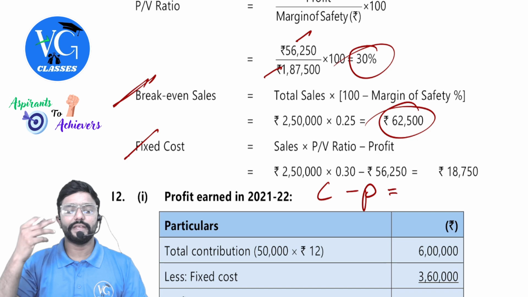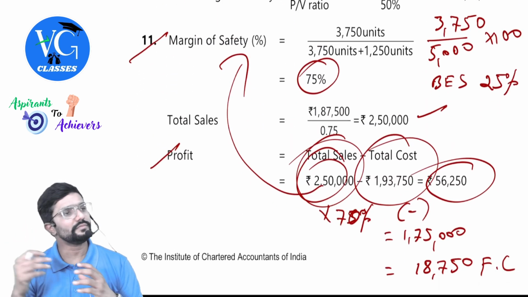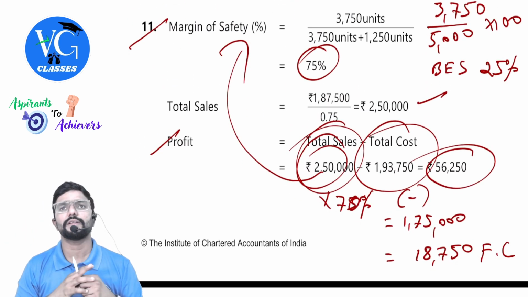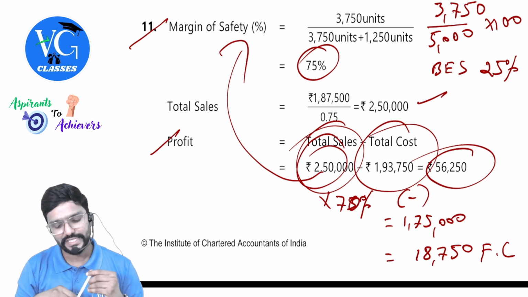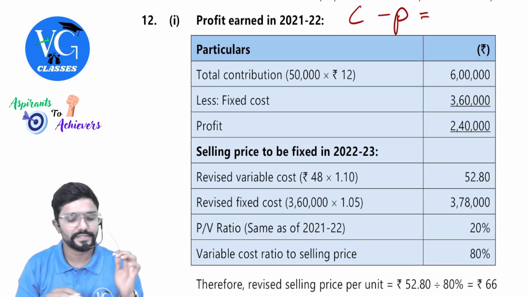Clear? Or else, the other way is like however I have shown here. Like that also you can do. First calculate variable cost, reduce total cost minus variable cost, you will get a fixed cost, guys. Yes, done with 11th.